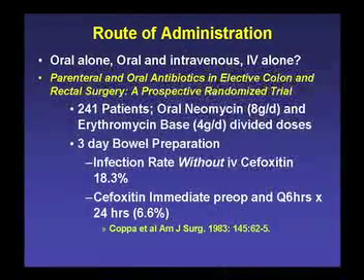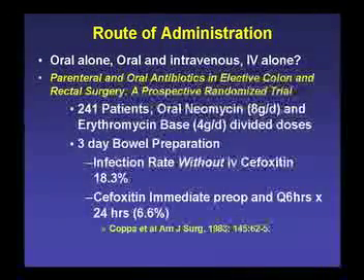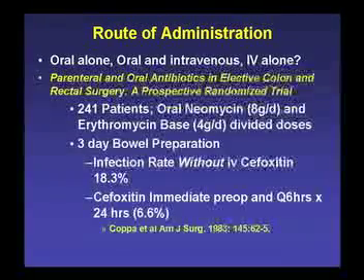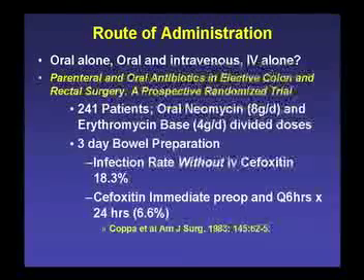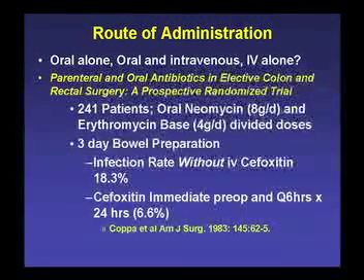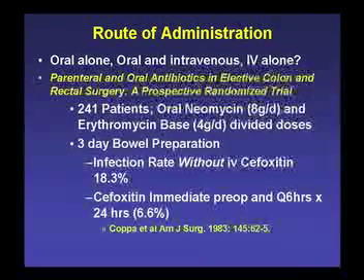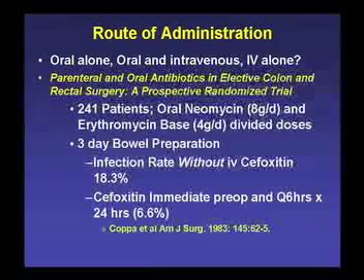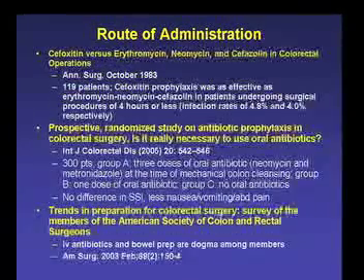Route of administration: there's been a lot of work trying to define the optimal route. Cooper from Newark University randomized patients who all received bowel preps. However, their treatment group had antibiotics of cefoxitin. They had a 6.6% infection rate with oral and IV in combination, 18.3% without intravenous antibiotics. Clearly, intravenous antibiotics helped this group.